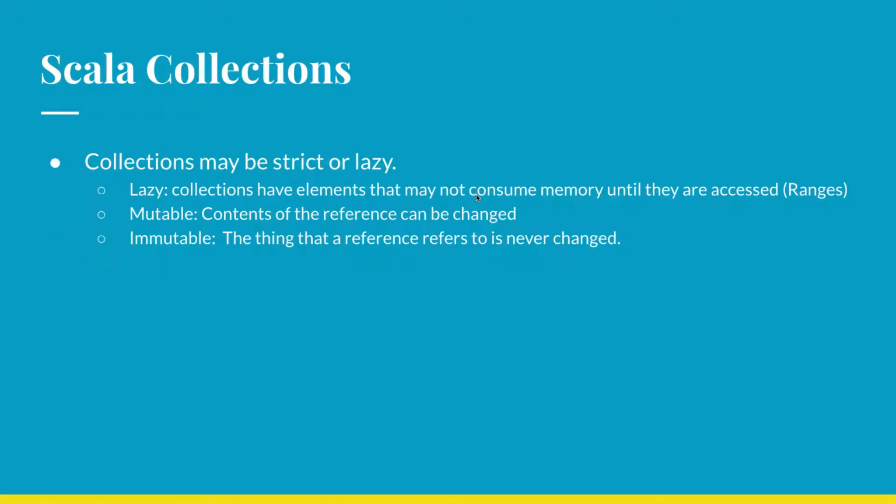Now, collections may be strict or they may be lazy. Lazy, what does this actually mean for us? This means that collections have elements that don't consume memory until they are actually accessed. This is an example of ranges. We also have items that are mutable, and this contains a reference that can be changed. And we have immutable, where the thing that a reference refers to is never changed.